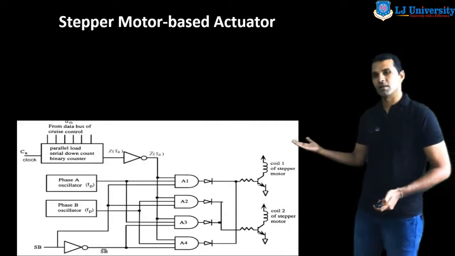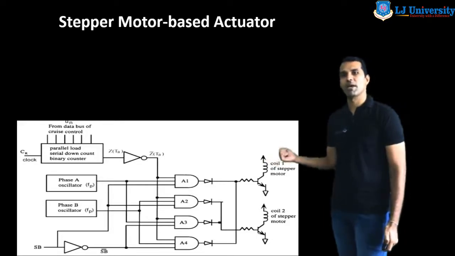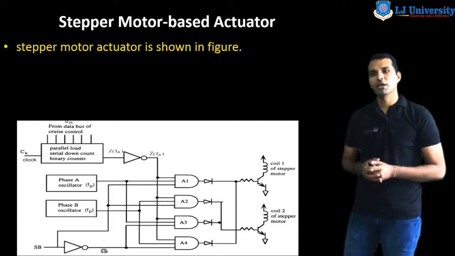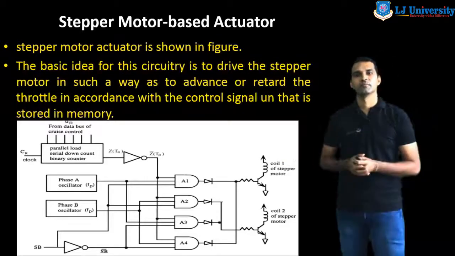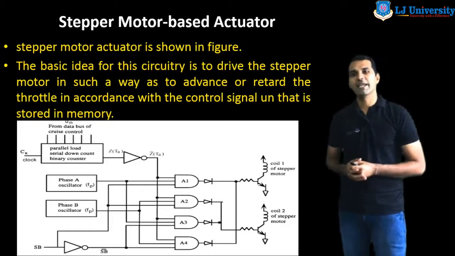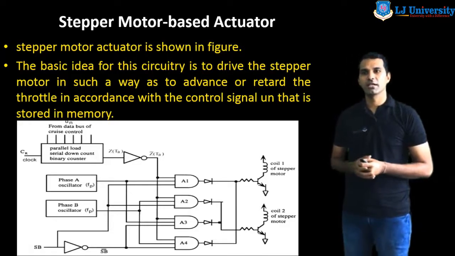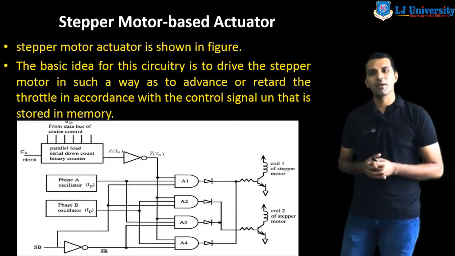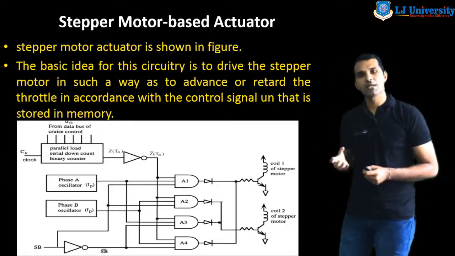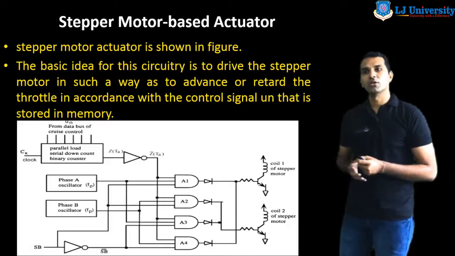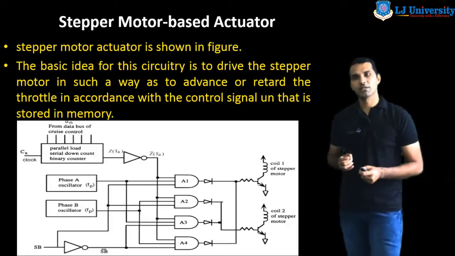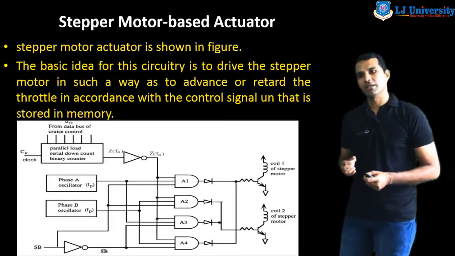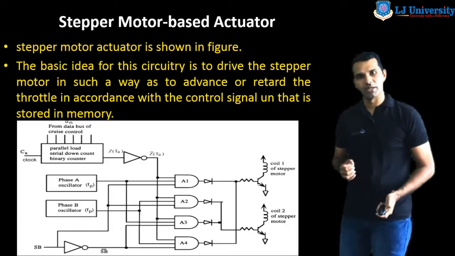Here is the block diagram of the stepper motor based actuator system. The stepper motor actuator is shown in this figure. The basic idea for this circuitry is to drive the stepper motor in such a way as to advance or retard the throttle in accordance with the control signal U[n] that is stored in the memory.